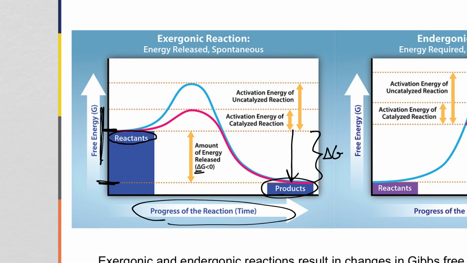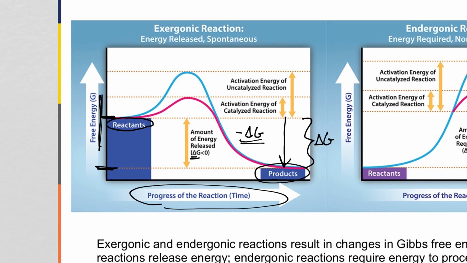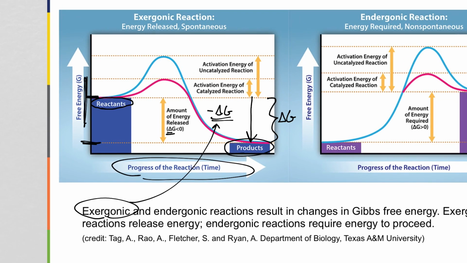Okay? Since delta G went down, we say that it has a negative value. And that's the definition of an exergonic reaction. A negative delta G means that you released energy. It usually also means that you increased entropy. And these are reactions that happen spontaneously because molecules naturally want to go to their lowest energy state.